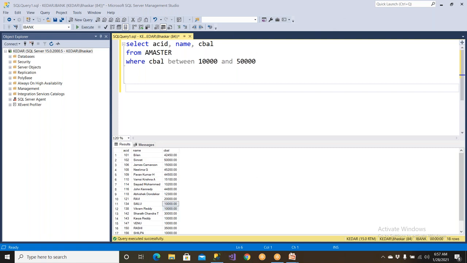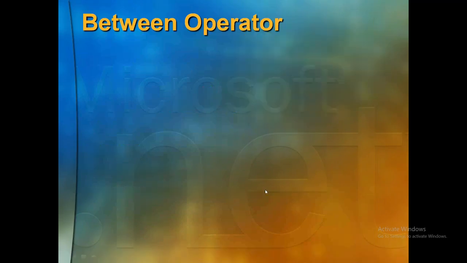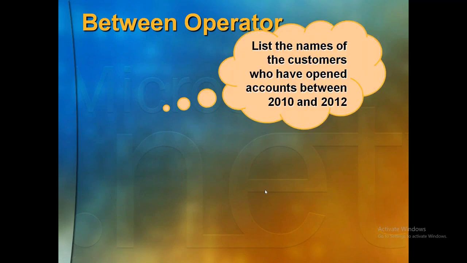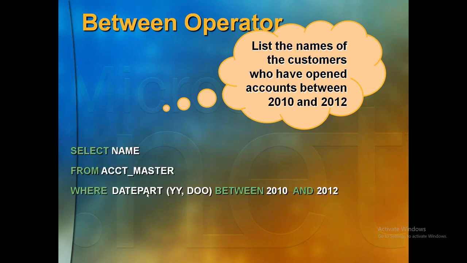So let me give you one more question: list the names of the customers who opened accounts between 2010 to 2012. Clear? If you need only the year number, you must write a date part function. So with date part YYYY, you will be able to get the year number between 2010 to 2012.